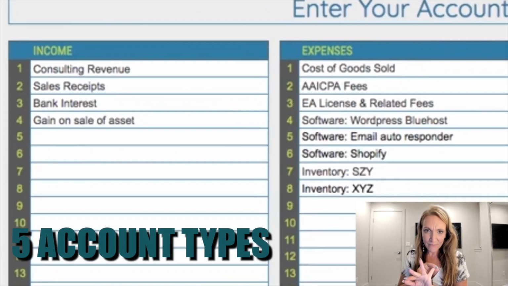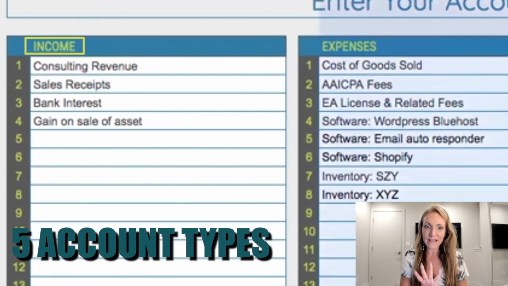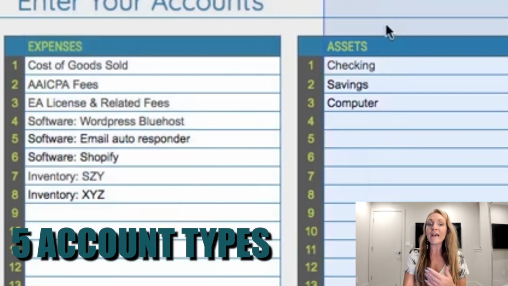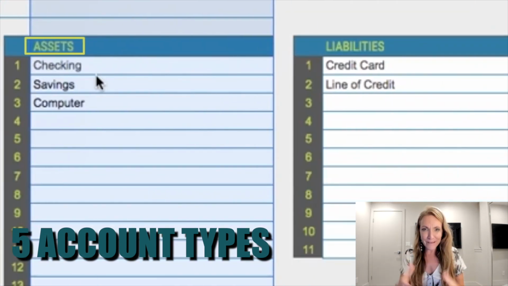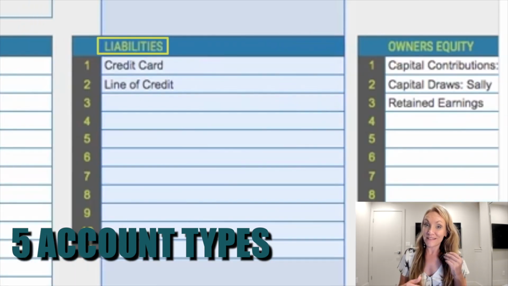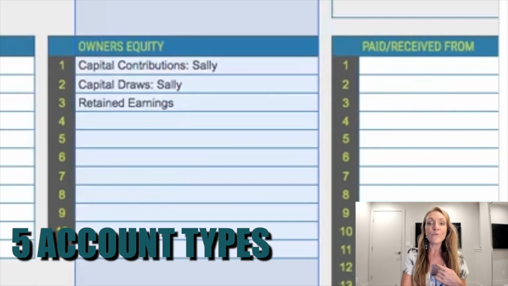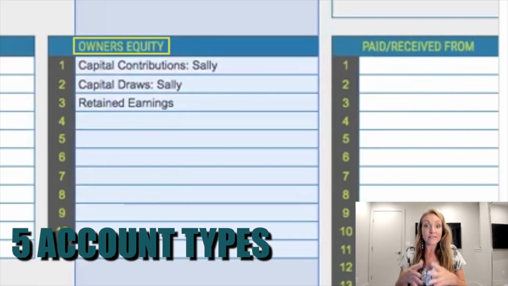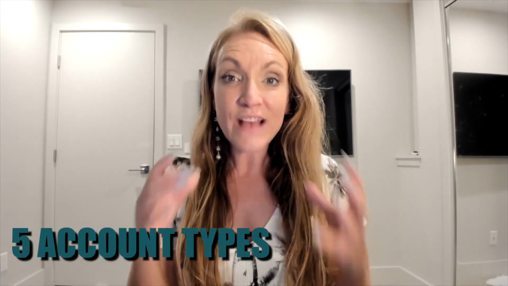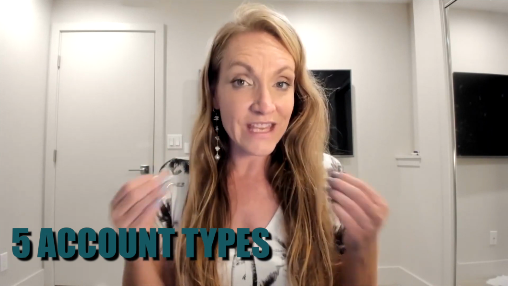We have income, that's the sales of the business. Expenses, that's the costs to do business, which is everything that a business spends in order to earn income. We have assets, which is everything the business owns. We have liabilities, which is everything the business owes. And lastly, we have owner's equity, which is the value of the owner's aspect in the business. Now, our financial statements summarize the totals of these accounts.